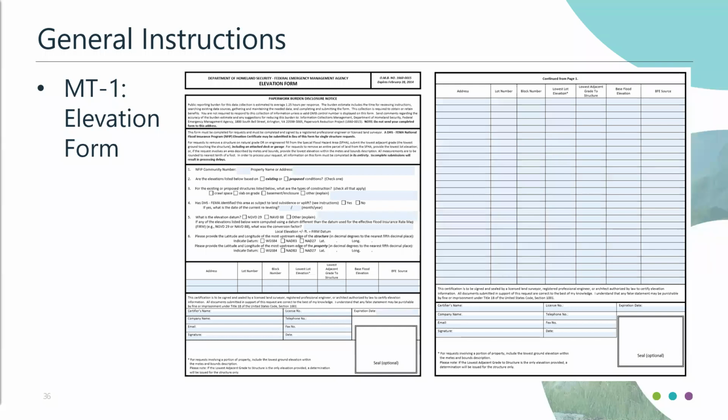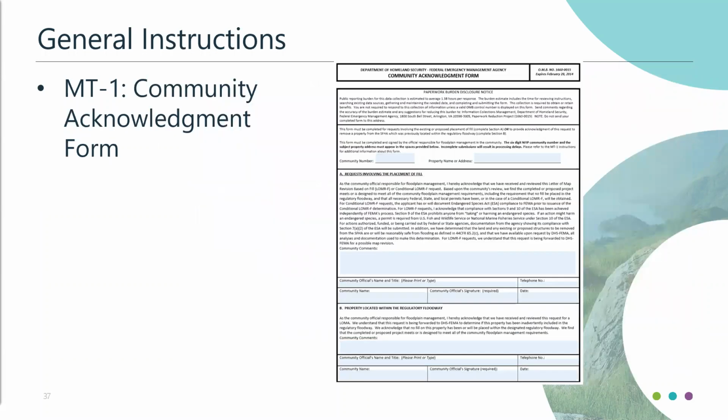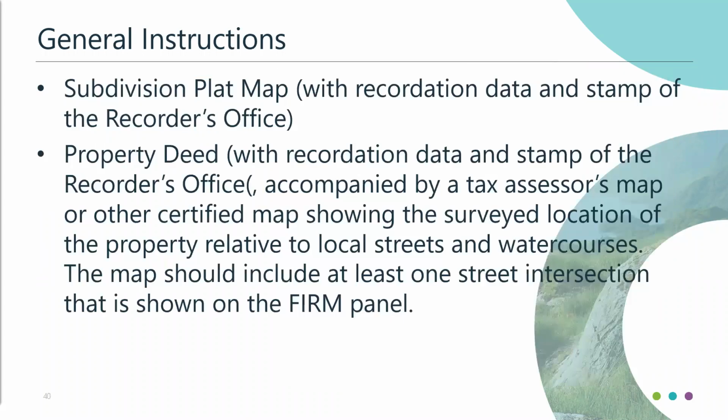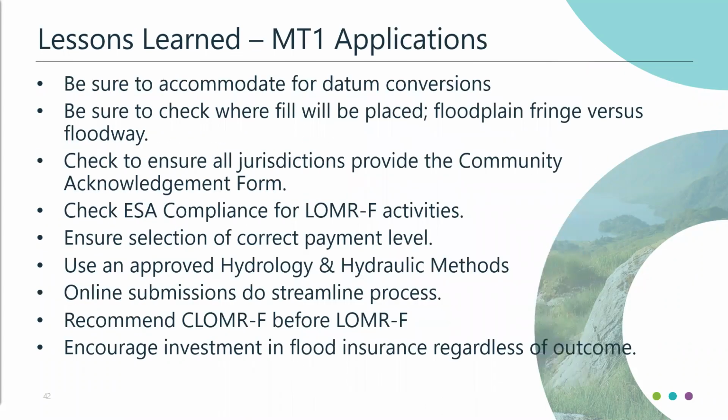You would submit this elevation form with the seal as supporting information, and you would submit a copy of the community acknowledgement form as well. They have not streamlined it on the online system where it automatically forwards that to the community person to sign off on. That's still a manual process. So that's all the MT1 applications.